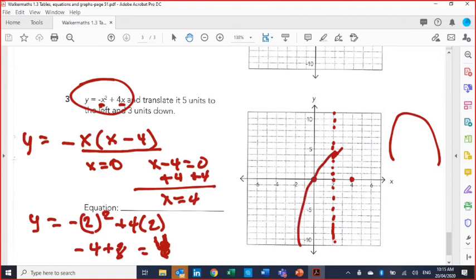So that's my original graph. Right? Then all I have to do is think about what they want us to do. Translate it 5 units to the left and 3 units down. Again, you want your factored form for that.